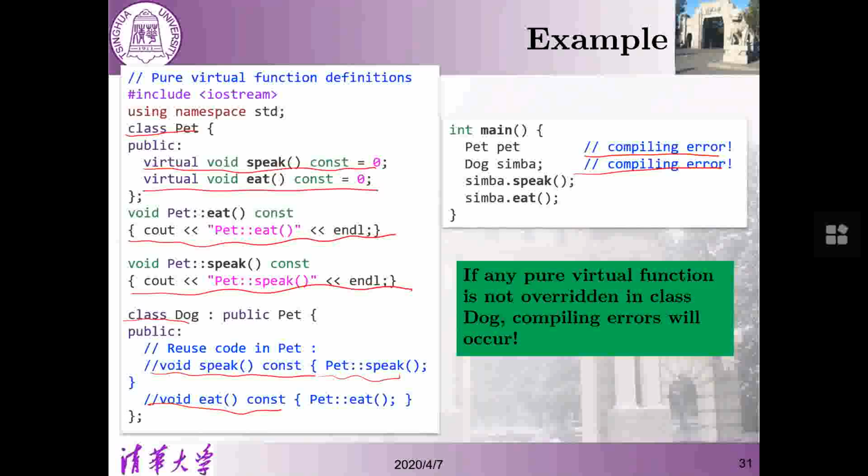So the key idea is that an abstract class provides some interface, so that we know for this class hierarchy from Pet to Dog, all has this kind of interface, all has this speak, right? And all has eat. Then users can access this interface. So an abstract class is basically used to define interfaces.